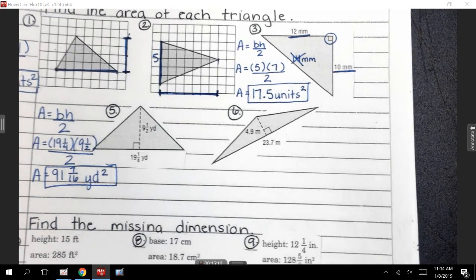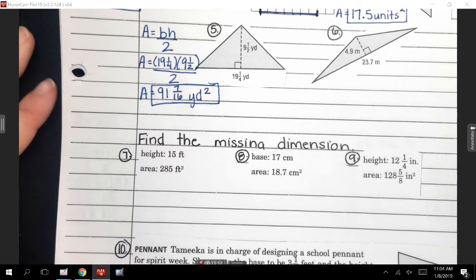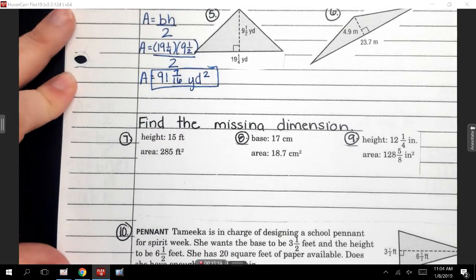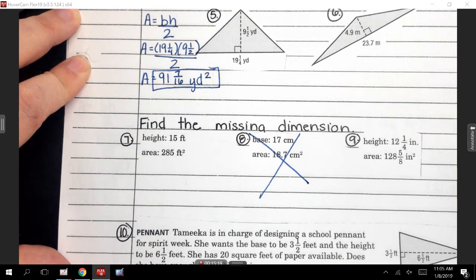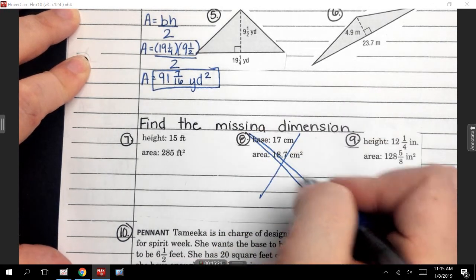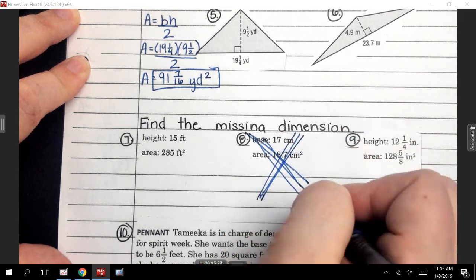We're going to move down and look at number 7. My goal is to try to do 7 and 9 before we leave, okay? We're not going to do number 8. You can just mark that one out. We don't have space. Yes, McKenna?